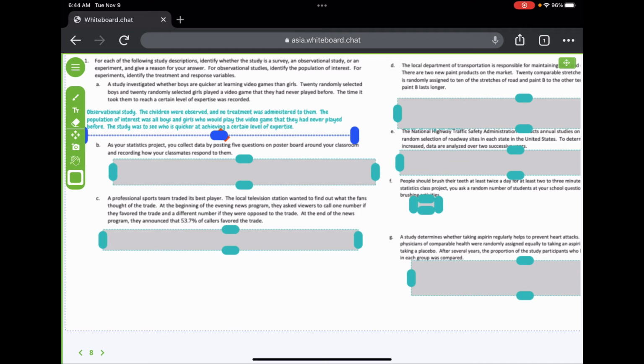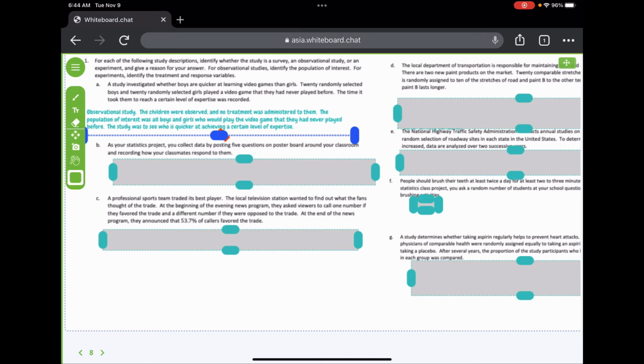So, in the observational study, what is the population of interest? It is those students that would play the game that they had never played before. That's it. And what are you looking for? A quicker achievement of level of expertise.